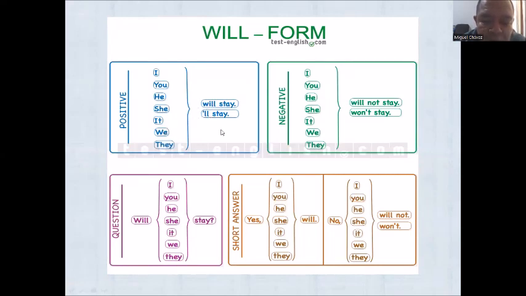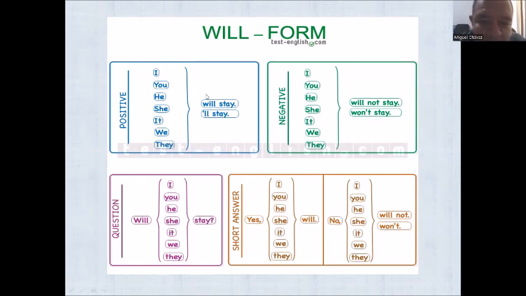Will is going to be our auxiliary verb. After it, we have to use the main verb in simple form. I will stay, you will stay, he will stay. If we want to contract will with the subject, we get the contraction apostrophe LL, and we are going to say it: I'll stay, you'll stay, she'll stay, it'll stay, we'll stay, they'll stay.